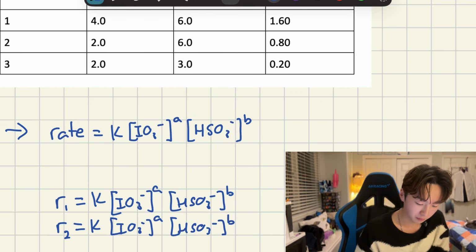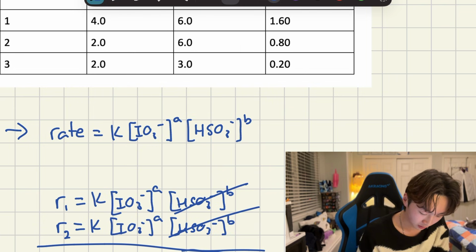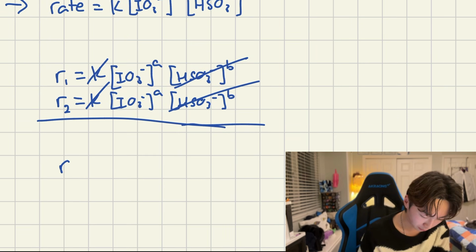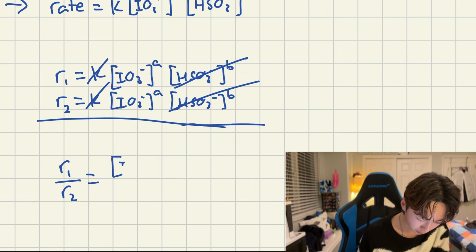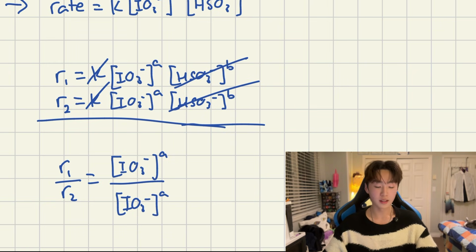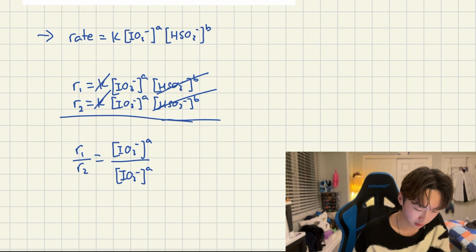So if we divide these two equations, these would cancel out, the K's would cancel out, and then what we're left with is rate 1 over rate 2 is equal to the first concentration of IO3 minus raised to the power of A over the second concentration of IO3 minus raised to the power of A. So like that, we can compare the rates and the concentrations, and now we can solve for A. So let's try doing this.